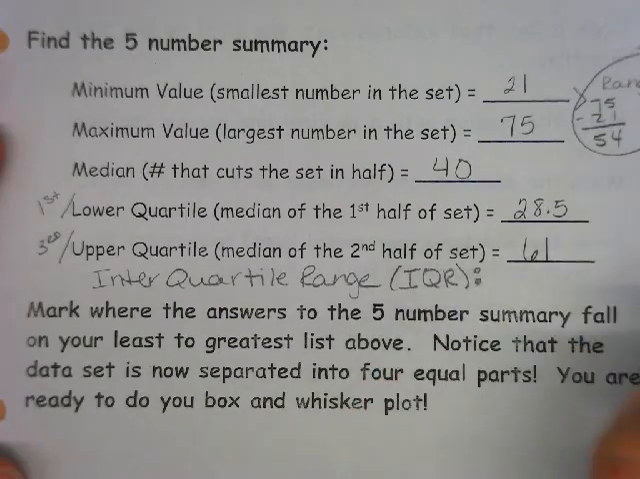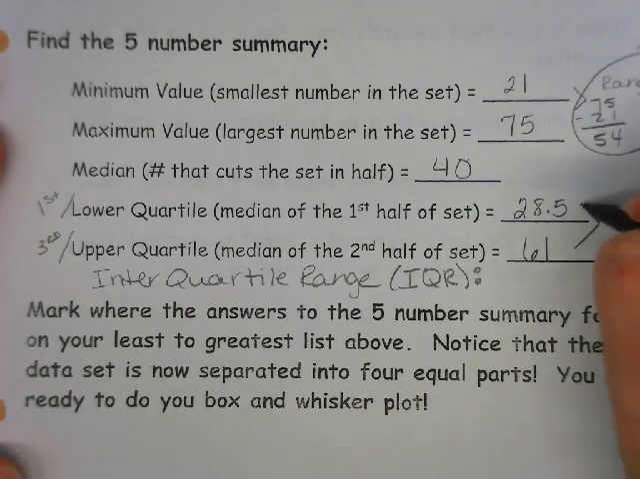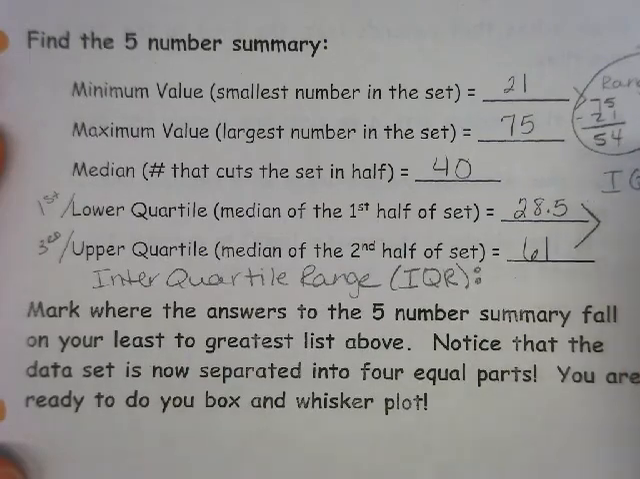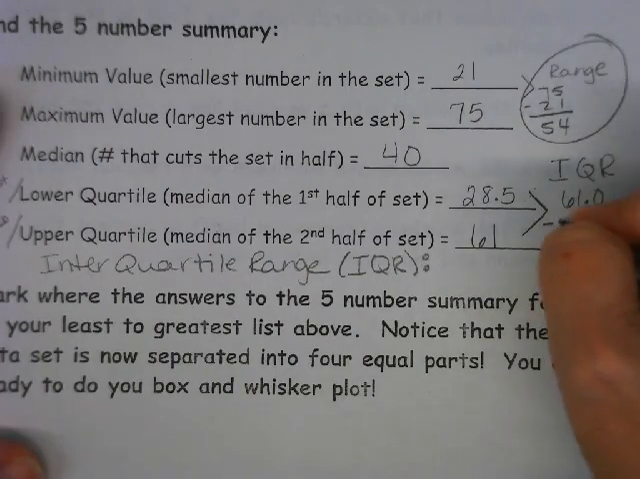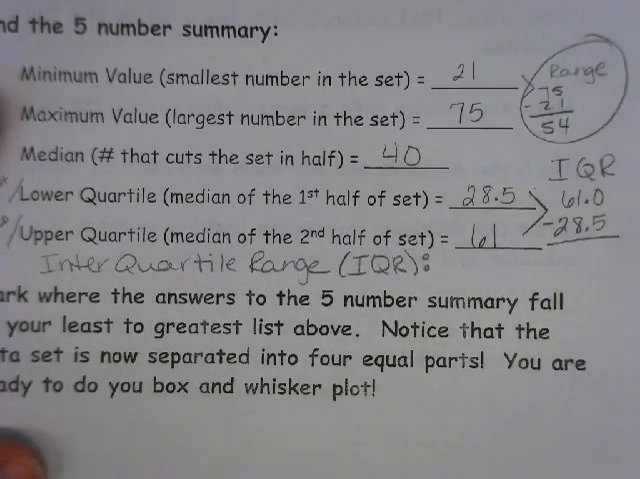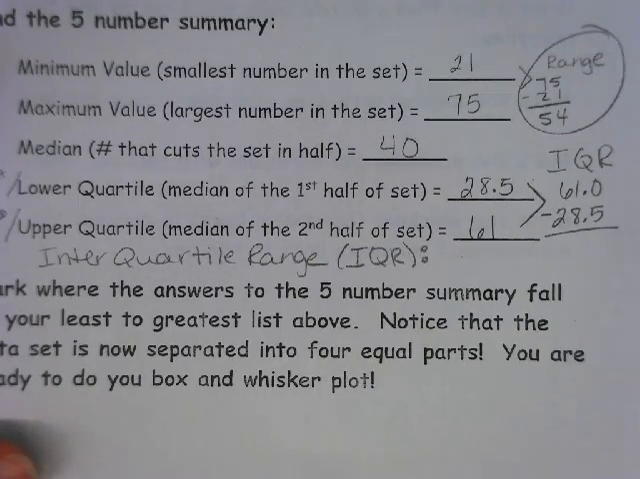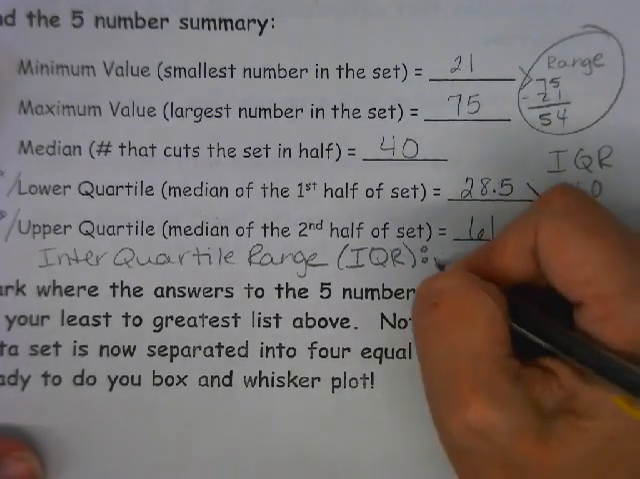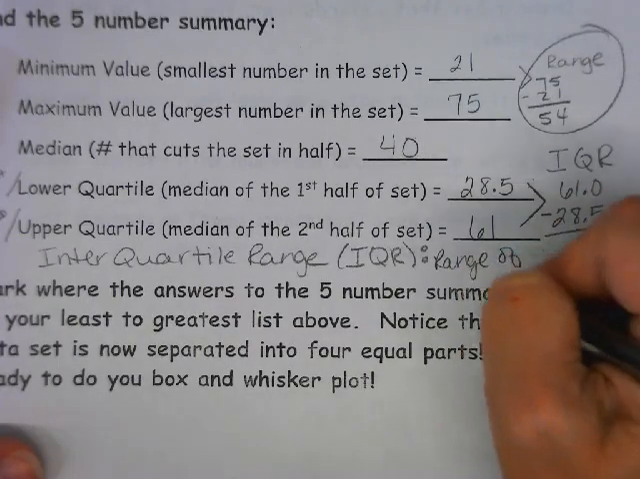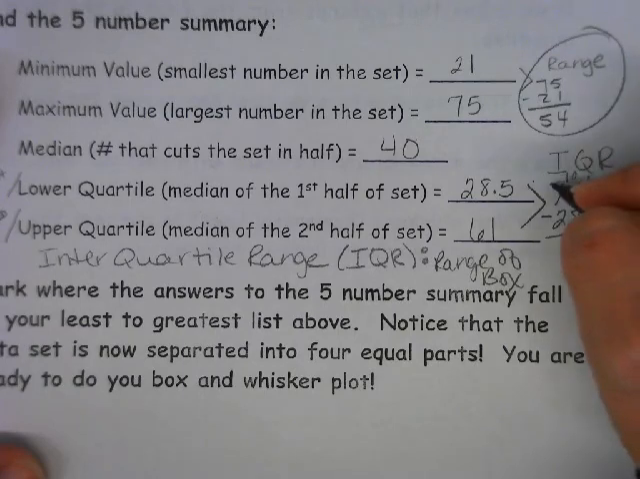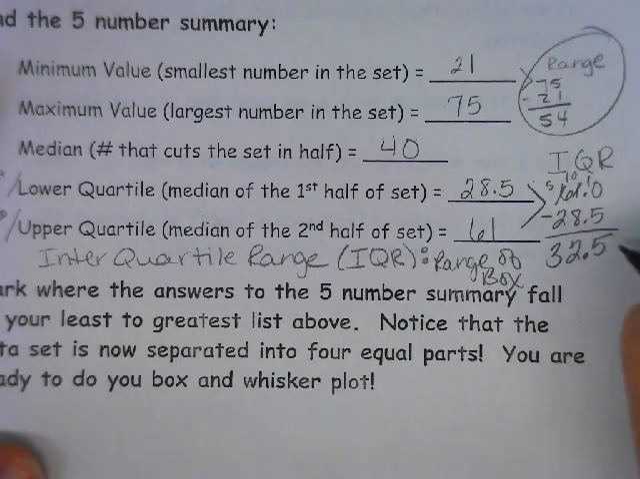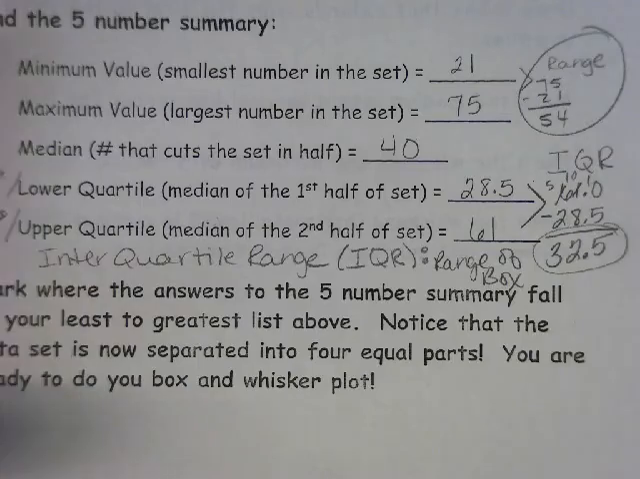And this is the range of your upper and your lower quartile. So it's still the range, you're still subtracting. The interquartile range. This is the range of the box, right? This is the range of the box. So you would have to borrow, and we would get 32.5. Now your IQR, your interquartile range, should definitely be smaller than your regular range, right? Because it's only that middle 50%.